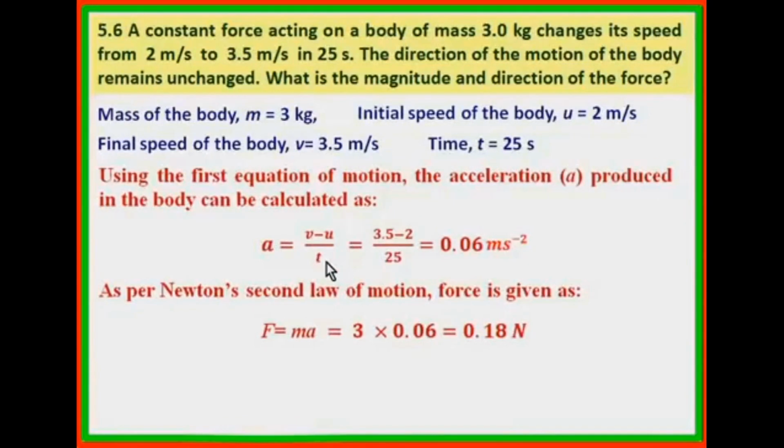By using the first equation of motion, we can find the acceleration of the object, that is V is equal to U plus AT, or A is equal to V minus U by T. So the V and U we know, the time we know. By substituting it, we can get the answer as 0.06 meter per second square. As per Newton's second law, we know that the force can be calculated by mass into acceleration. For the corresponding change, what is the acceleration we got? So we are just substituting it over here and we are getting the answer as 0.19 Newton.